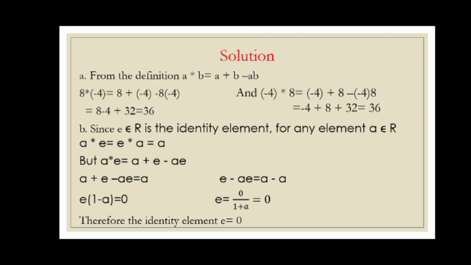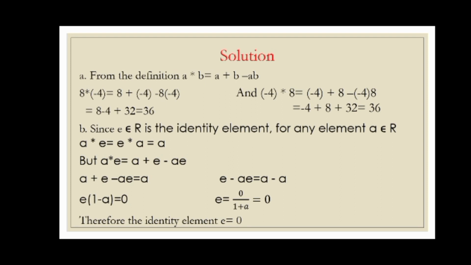Now, let's move on to the B aspect of the question. We have to find the identity element E of R under the operation star. Since E belongs to R, it is the identity element if for any element A belonging to R, A star E is equal to E star A is equal to A. Do you remember? We said any number combined with the identity element gives us that number.